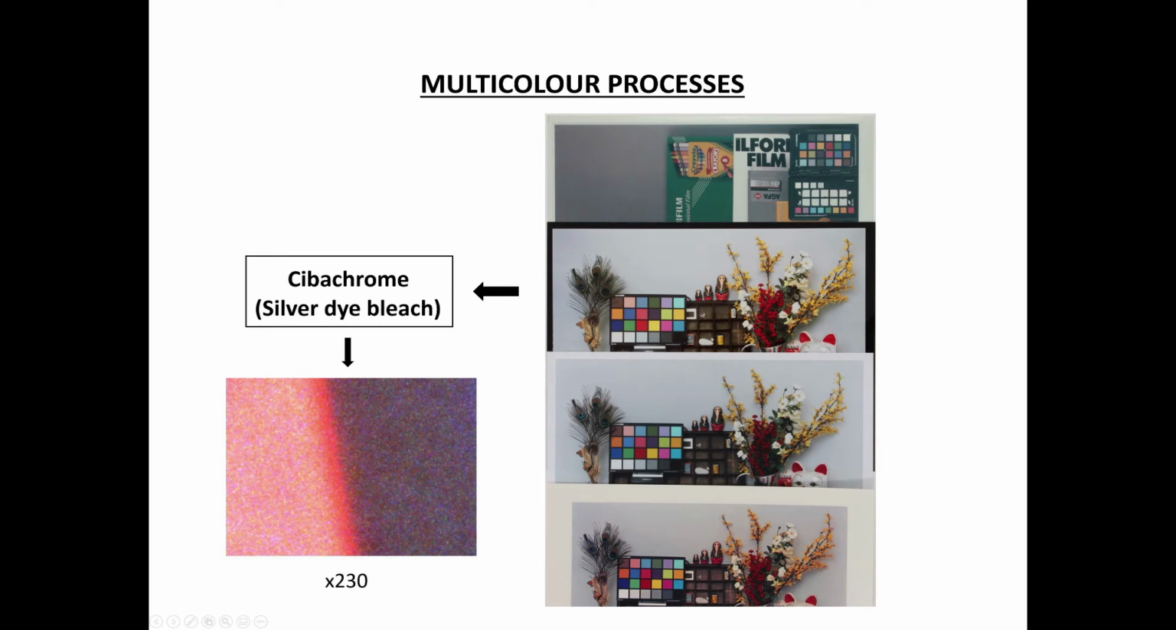The next process I want to talk about is dye destruction, the main type being silver dye bleach. You're most likely to come across this process as Cibachrome or Ilfochrome, although there were some earlier ones. In this case, you start with a printing paper which contains dyes and silver halide. During development of the silver image, the dyes adjacent to silver particles are bleached in proportion to the amount of silver. The paper is then fixed and the silver removed.